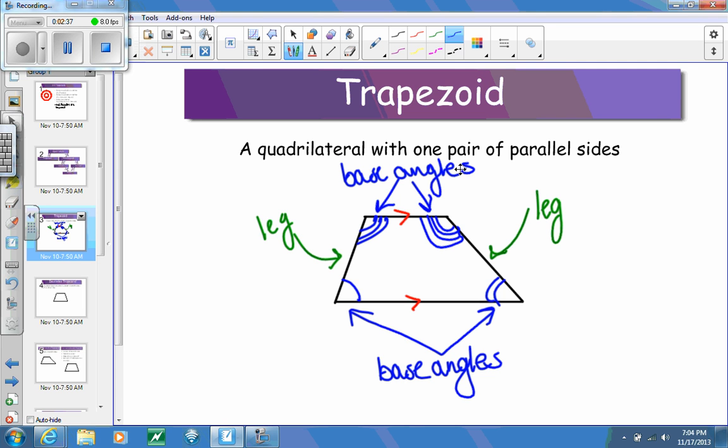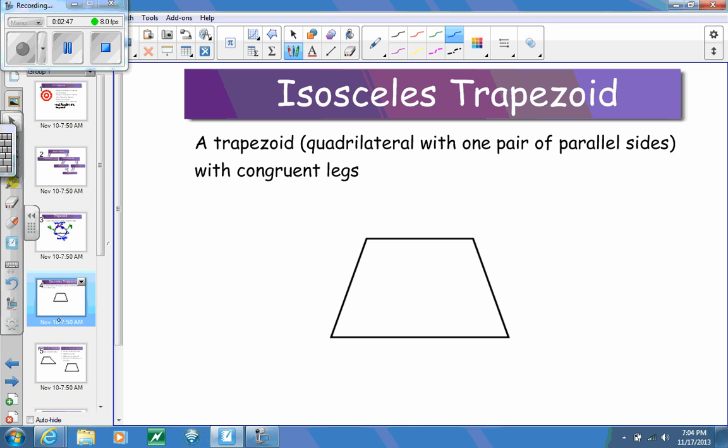With a trapezoid, we can be a little more specific, and we can talk about an isosceles trapezoid. An isosceles trapezoid is very similar to the definition of an isosceles triangle, in that an isosceles trapezoid has two legs that are congruent to each other. So not only does it have one pair of parallel sides, the two legs are also going to be congruent to each other. That makes it an isosceles trapezoid.